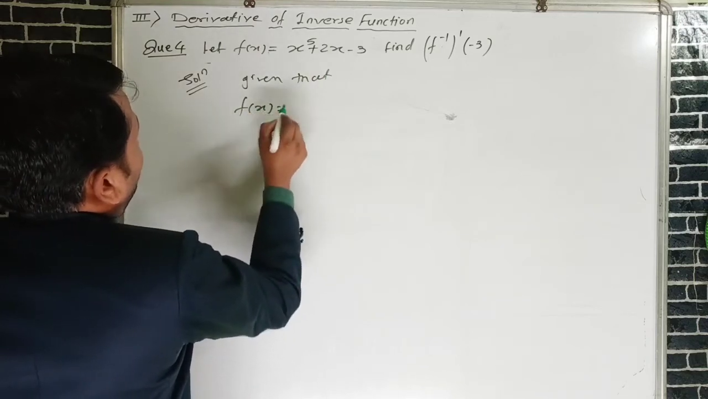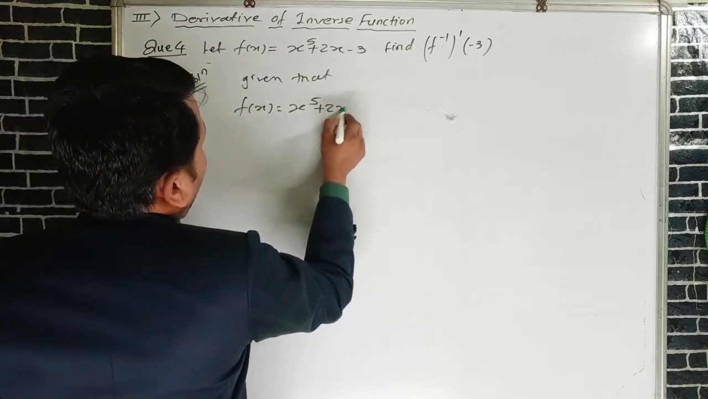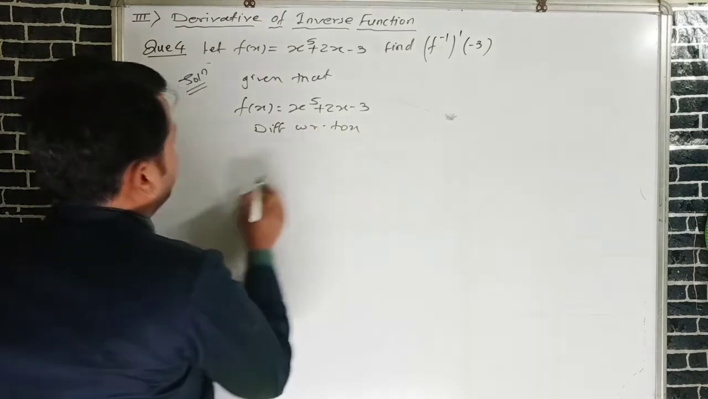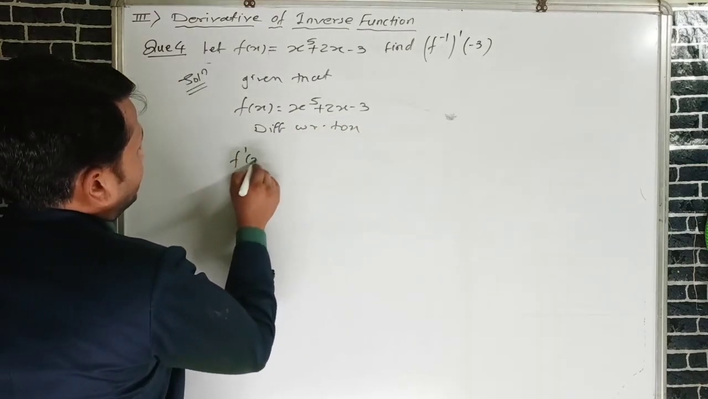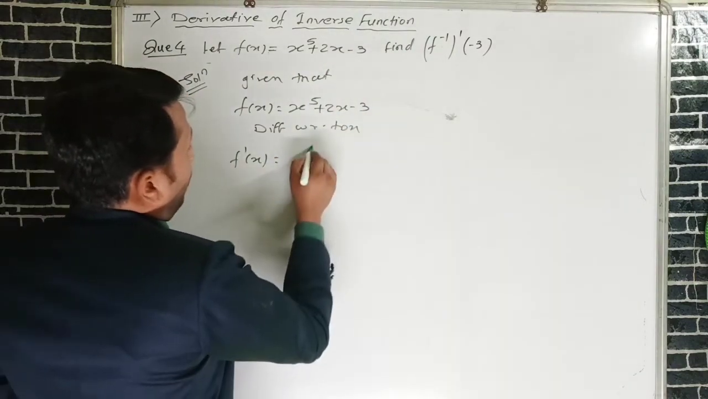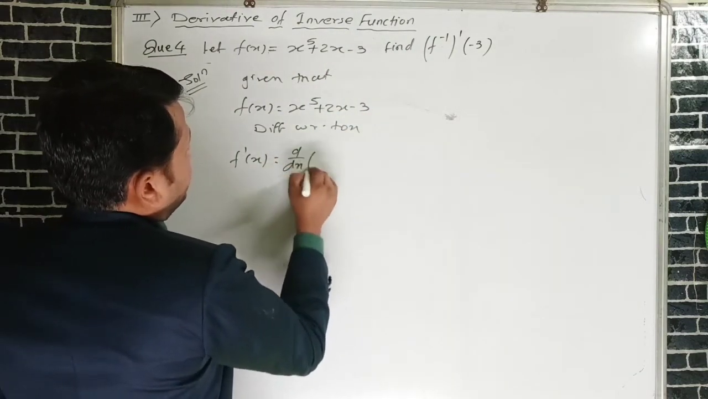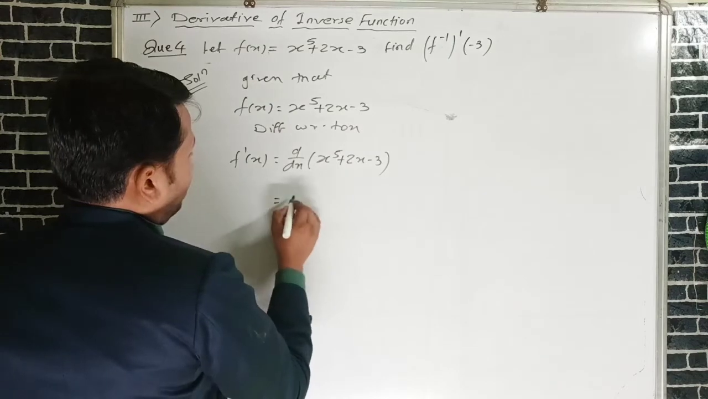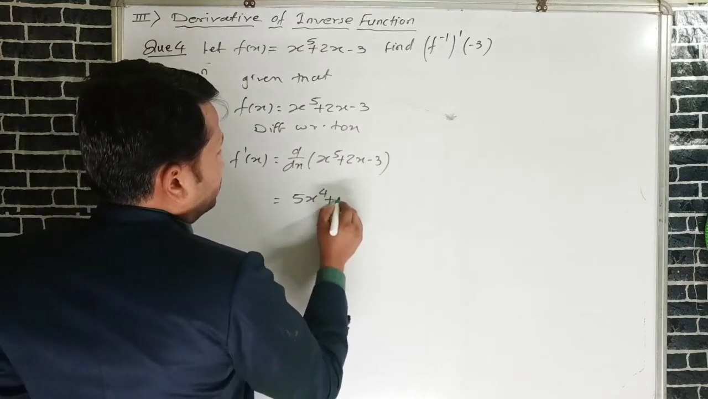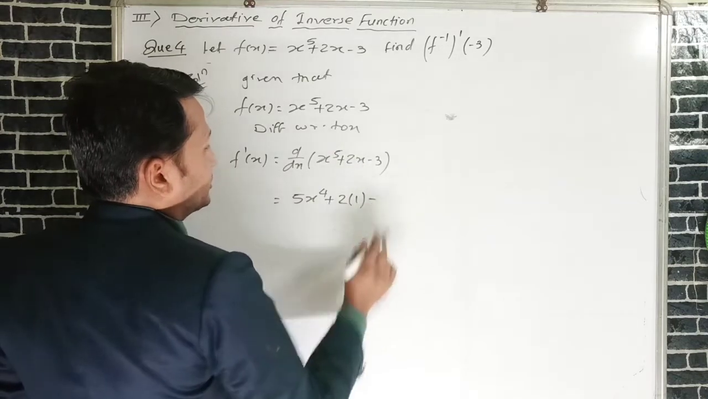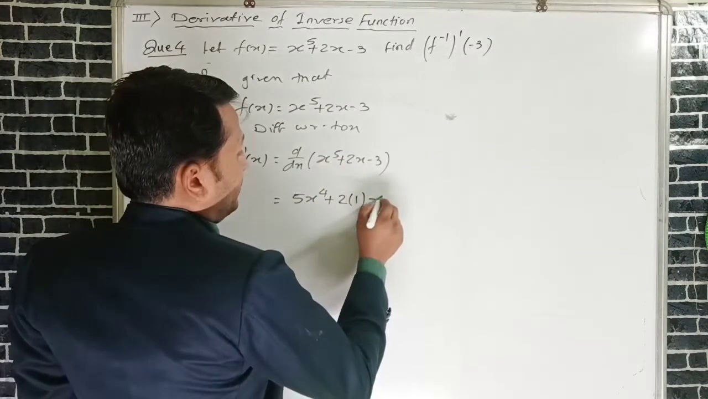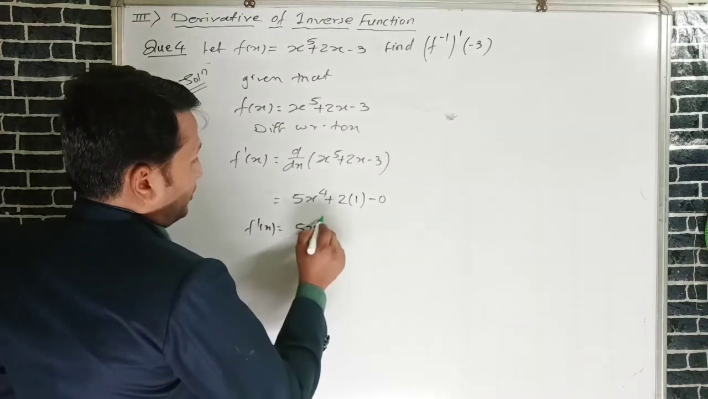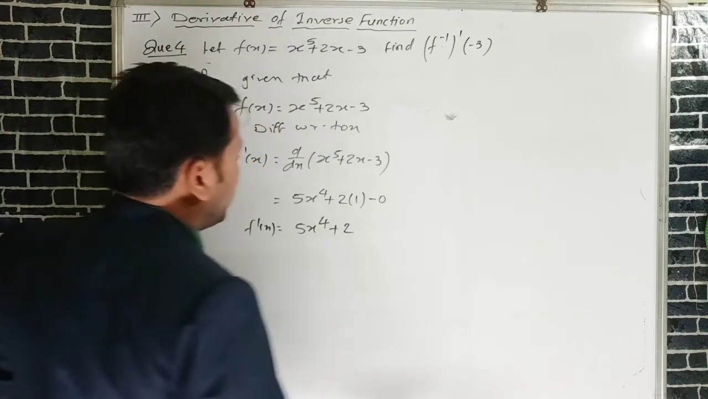Given that f of x is equal to x raised to the power 5 plus 2x minus 3. If we differentiate the given function with respect to x, we get f dash of x is equal to the derivative of x raised to the power 5 plus 2x minus 3. The derivative of x raised to the power 5 is 5 into x raised to the power 4, plus 2, since the derivative of 2x is 2 into 1. Minus 3 is a constant, and the derivative of a constant is 0. After that, we can write f dash of x is equal to 5x raised to the power 4 plus 2.